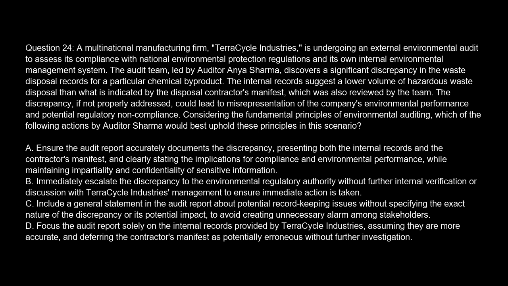Option B, immediately escalate the discrepancy to the Environmental Regulatory Authority without further internal verification or discussion with TerraCycle Industries management to ensure immediate action is taken. Option C, include a general statement in the audit report about potential record-keeping issues without specifying the exact nature of the discrepancy or its potential impact, to avoid creating unnecessary alarm among stakeholders. Option D, focus the audit report solely on the internal records provided by TerraCycle Industries, assuming they are more accurate, and deferring the contractor's manifest as potentially erroneous without further investigation.